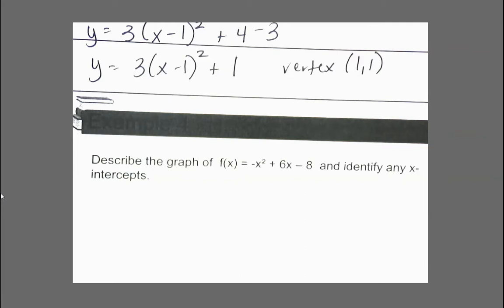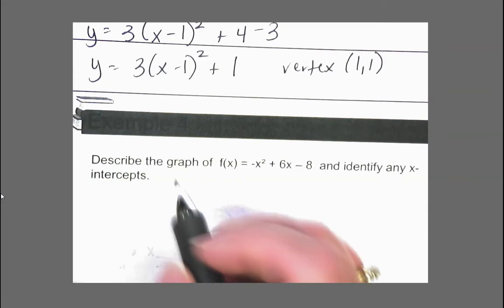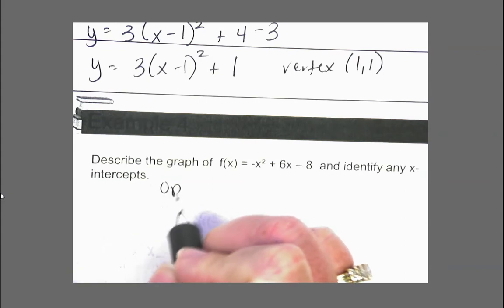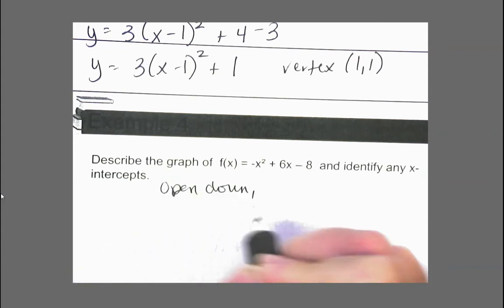It's going to open down. And that's pretty much about all I can tell. But I also can tell that if it opens down, I'm going to have what? A max. So when I look at that right now, I can say I know it's going to open down, and that means I'm going to have a max.